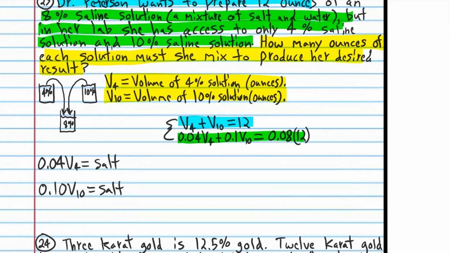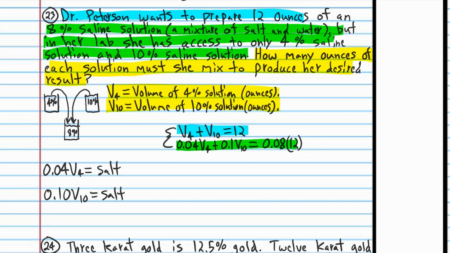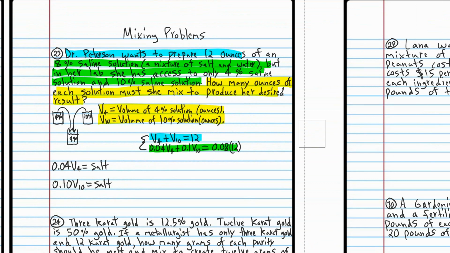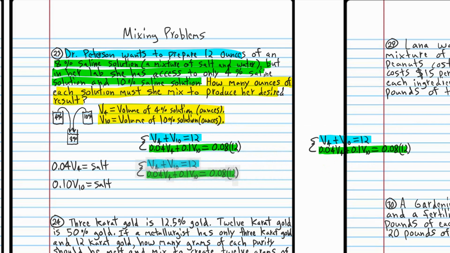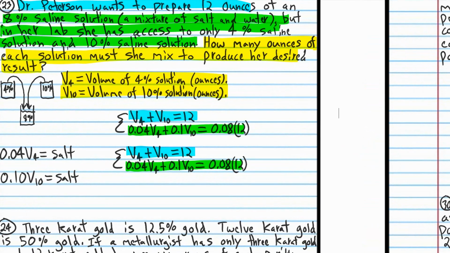So anyway, at this point, all we have to do is just solve the system. So I'm going to go ahead and simplify the system. Because we have 0.08 times 12, we need to actually do that calculation. So I'm just going to copy that, and then 0.08 times 12, we can do that on the calculator. 0.08 times 12 is 0.96.